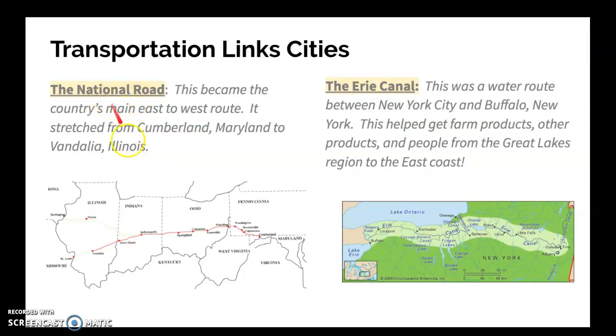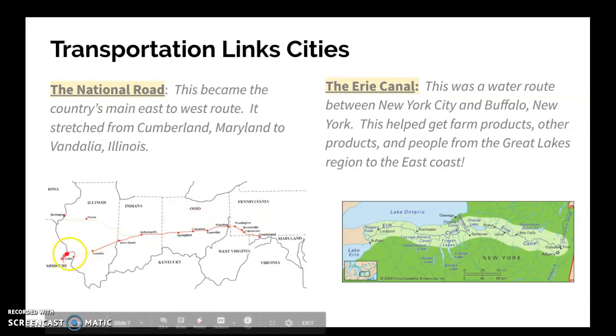So this is what I was talking about in the last slide. And again, here you see it with the red line tracing the route of the National Road. It became the country's main east to west route. It stretched from Cumberland, Maryland, like I said, to Vandalia, Illinois, which is very, very close to St. Louis. They have really good baseball right here. Team with a red bird on their hat.